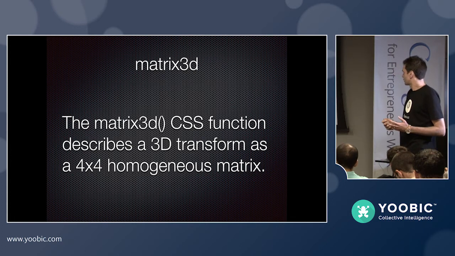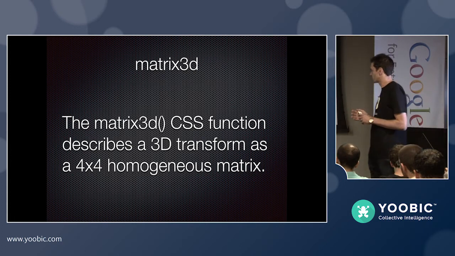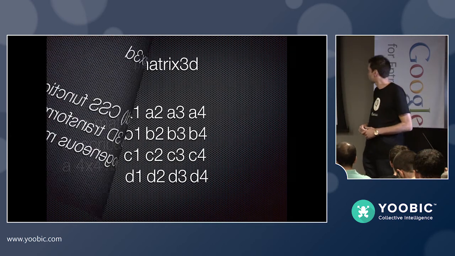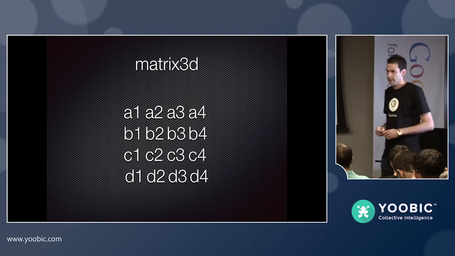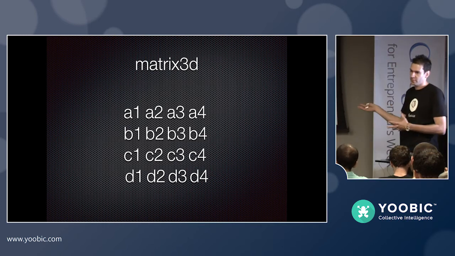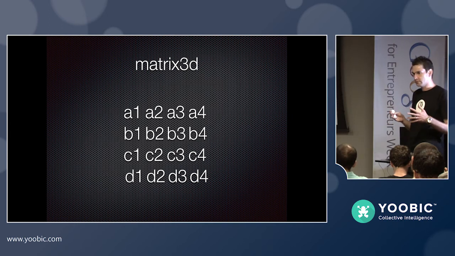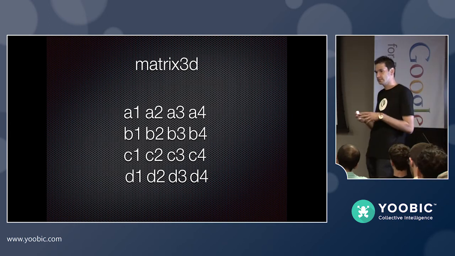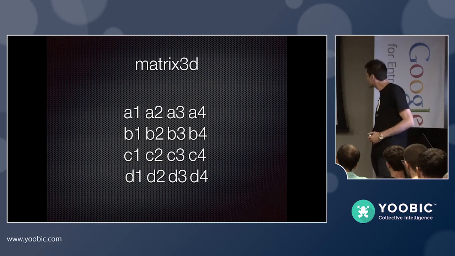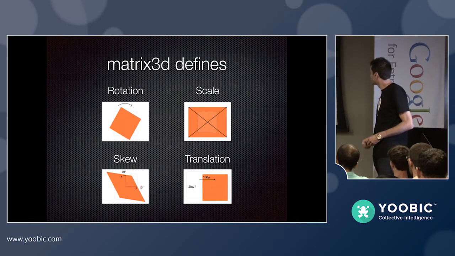It's a CSS function. It describes a 3D transform as a homogeneous matrix. It's just a matrix of 4-by-4 numbers, and you can describe your CSS transitions with this matrix. And you have functions in CSS that get parameters of the matrix and create the animation for you.